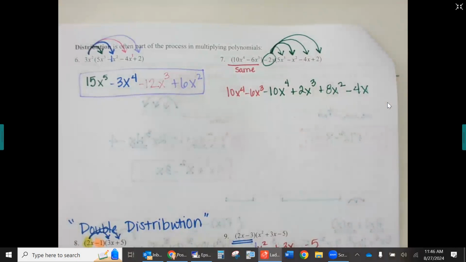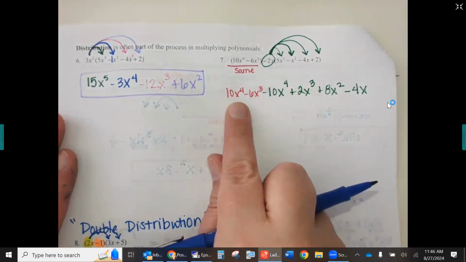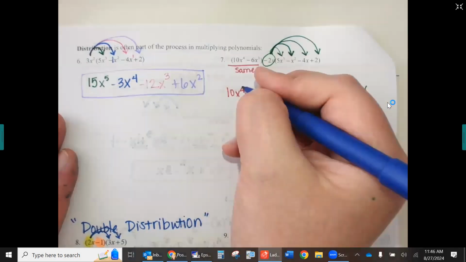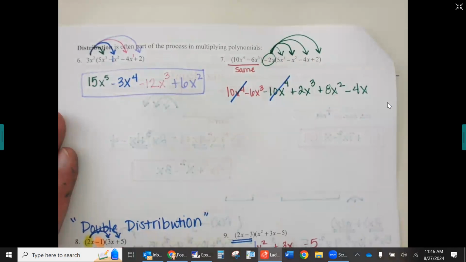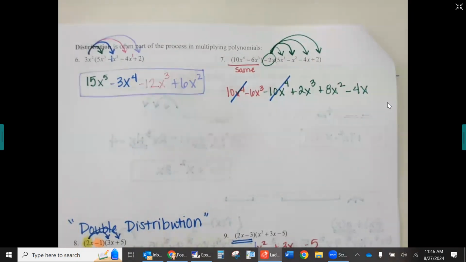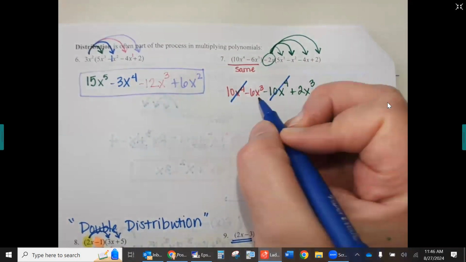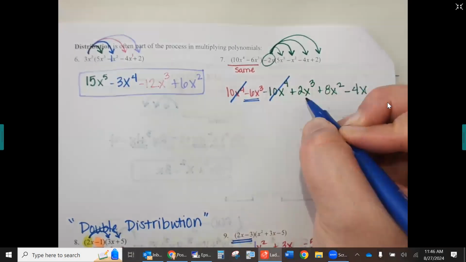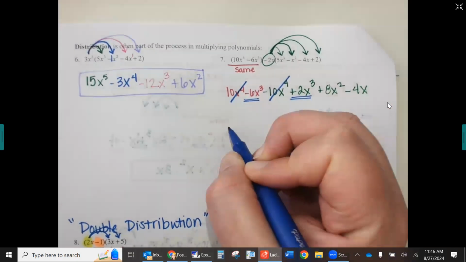And then once you have all your terms listed, you're just looking to see who can go together. Who can I add together? Do you see anyone for the x^4 to go with? It is going to cancel out, very good, because you have a plus 10 here, a minus 10 here. And remember, the same numbers, one's a plus, one's a minus, that's going to cross out. What about negative 6x^3 and plus 2x^3?